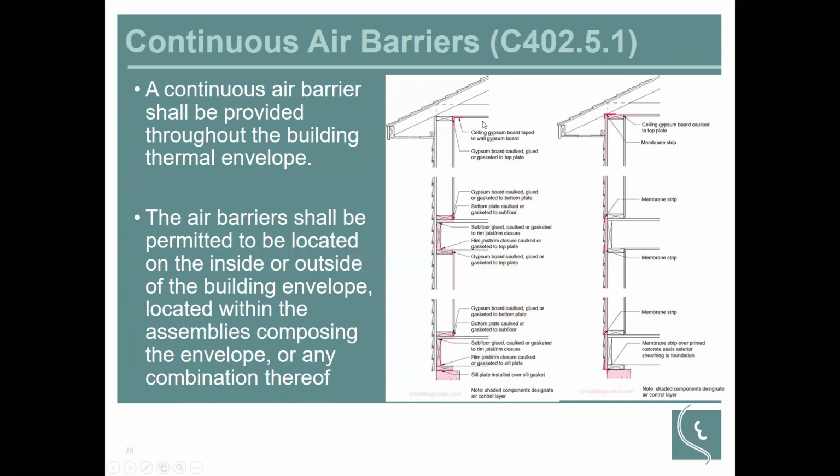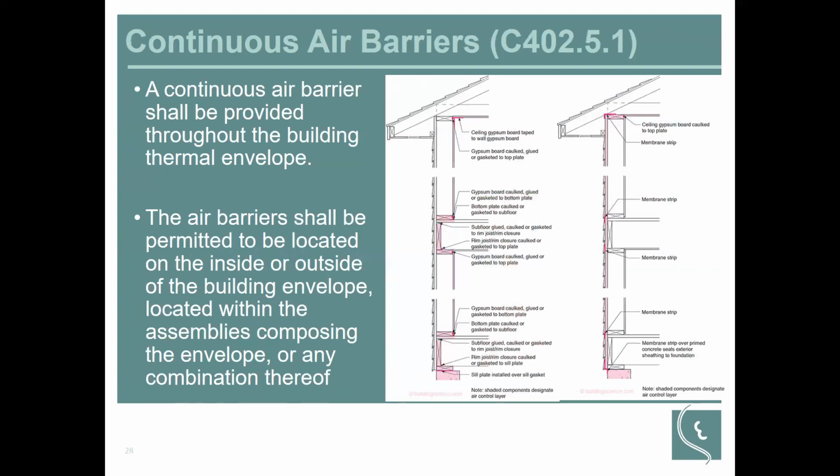So as you can see here, it's running along the inside wall and then down and around this rim plate and then back into the drywall and back down. And on the right here, it's on the exterior, just coming across and then all the way down the face. So being aware that they can be on the inside or the outside, and they could even be within the assemblies that the envelope is made of.